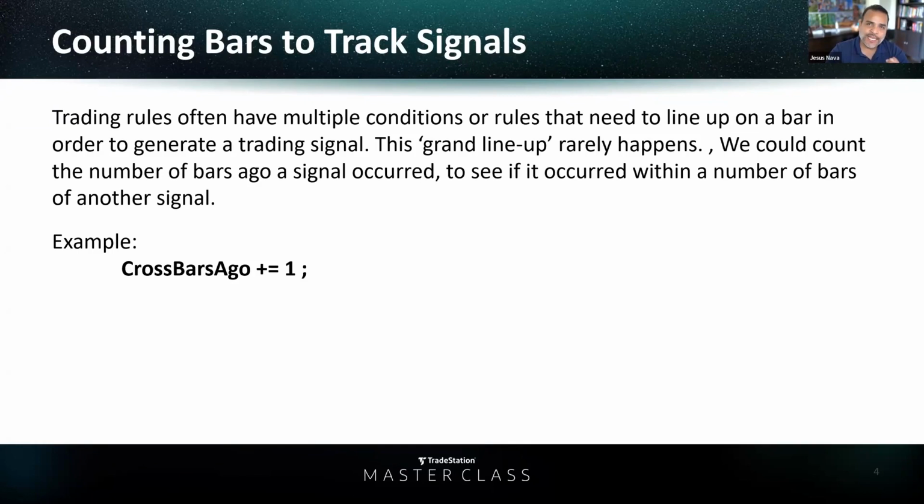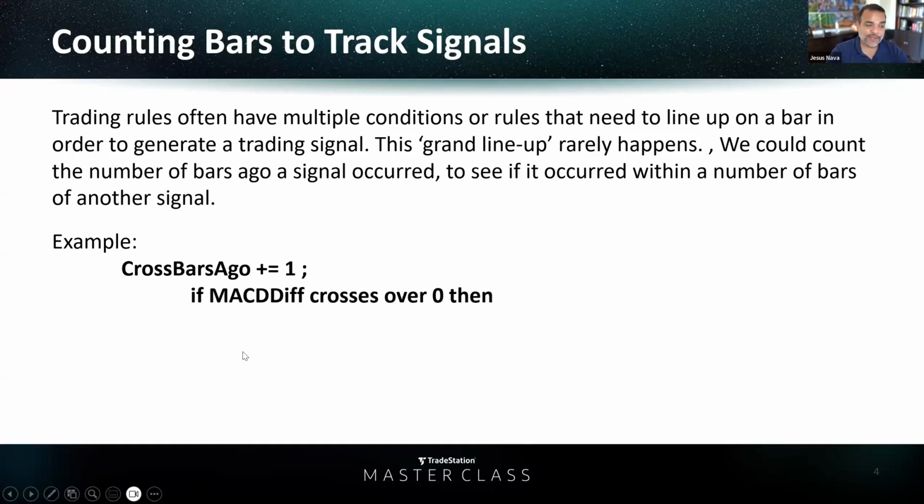Previously, in the previous example, we saw a counter of bars and it used the variable after the equal sign again. So in this case, instead of saying crossbars ago plus equal 1, it would say crossbars ago equals crossbars ago plus 1. So rather than spelling the variable a second time, you can use the plus equal syntax, and it's exactly the same thing. It just keeps track, incrementing that variable as the condition is true.